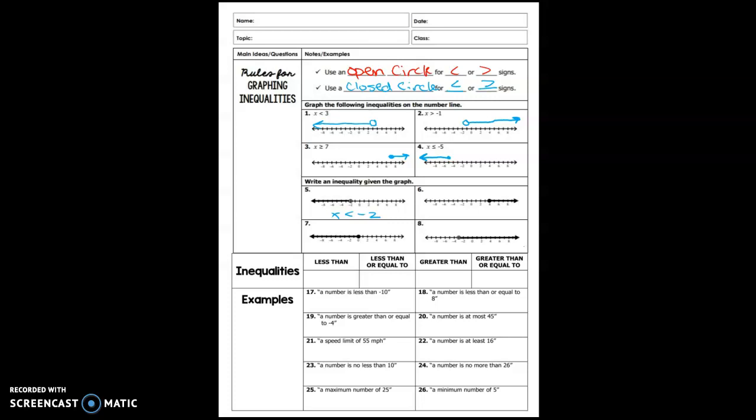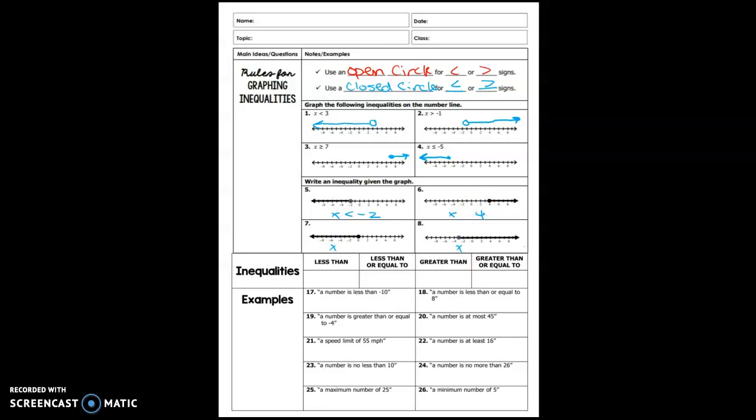All right, so hopefully you paused the video. On number 6, we know we need a closed circle, so this would be less than or equal to or greater than or equal to, because we're including that value 4. We always want to start with our x on the left-hand side, and we're just going to write an x on all of these. And so 4 is going to be on the other side.